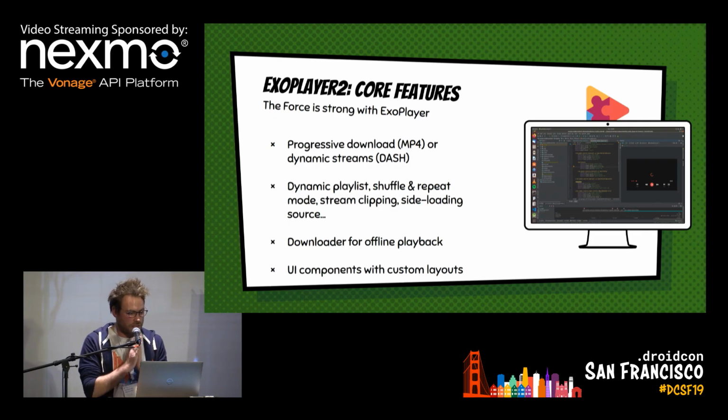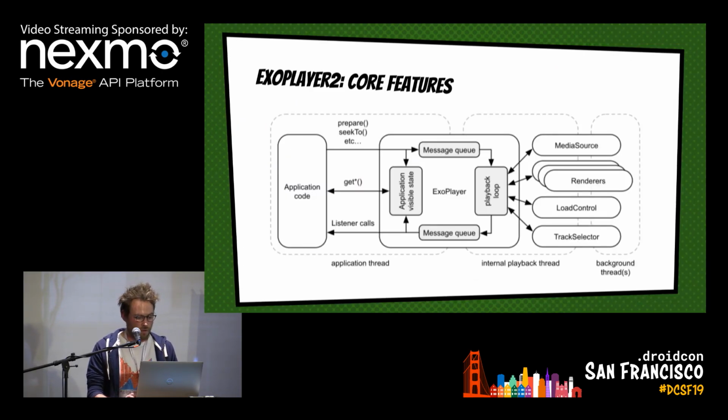So let's talk about the core features. With the core features, you can play progressive download, dynamic streams, and with ExoPlayer 2, you can also build some custom data sources, some custom media sources, such as some playlists. You can add some shuffle, repeat, some clipping. You can sideload your own subtitles. Of course, the nice downloader for offline playback, and of course the UI components. So this is the core of ExoPlayer.